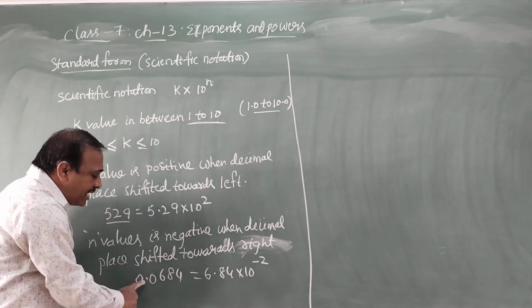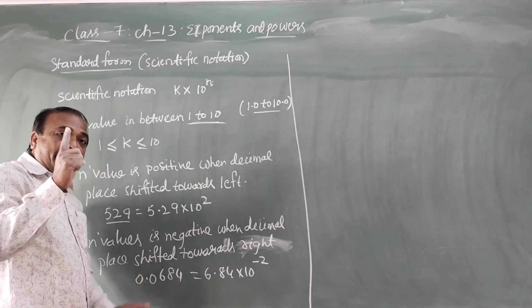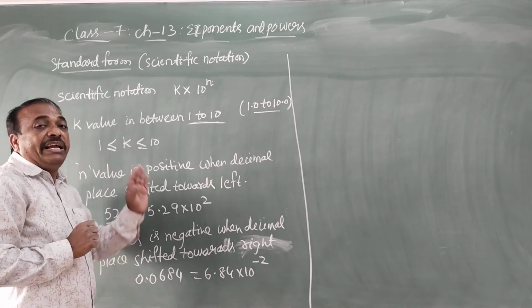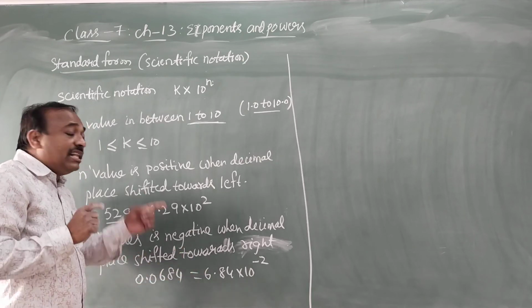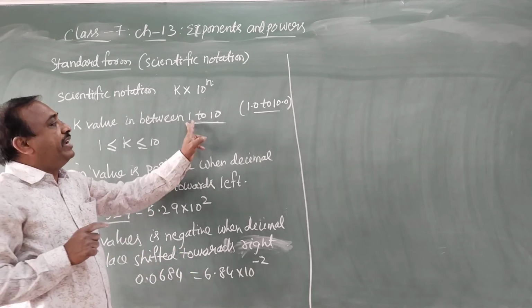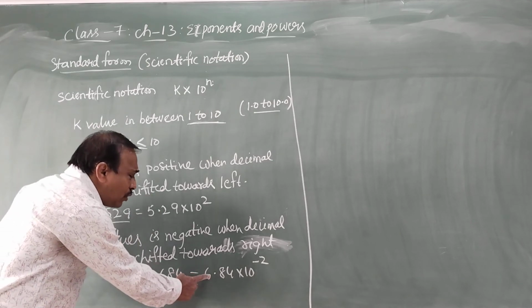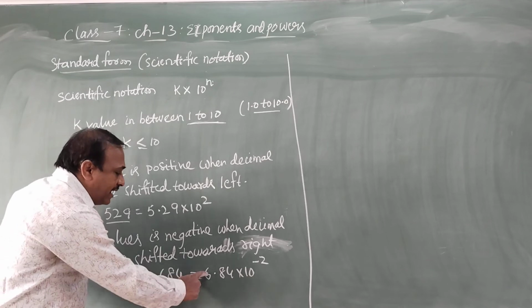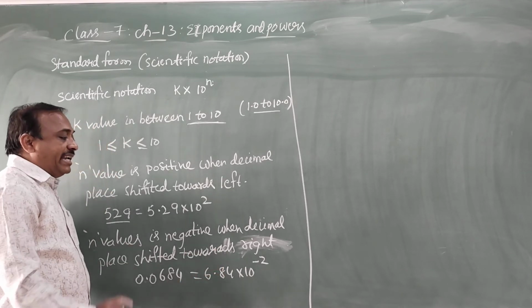I moved the decimal place, I shifted 1, 2. On the left side there must be only one digit. Remember that while representing in the standard form, on the left side there must be only one digit, and that digit also should be in between 1 and 10. So 0.0684, I shifted towards this side. 2 places I shifted, 1, 2. So 10 to the power minus 2.